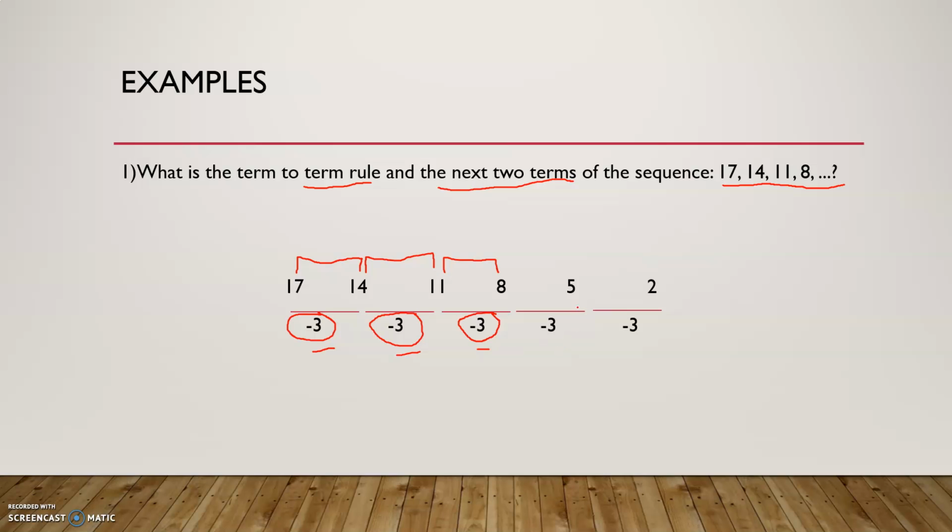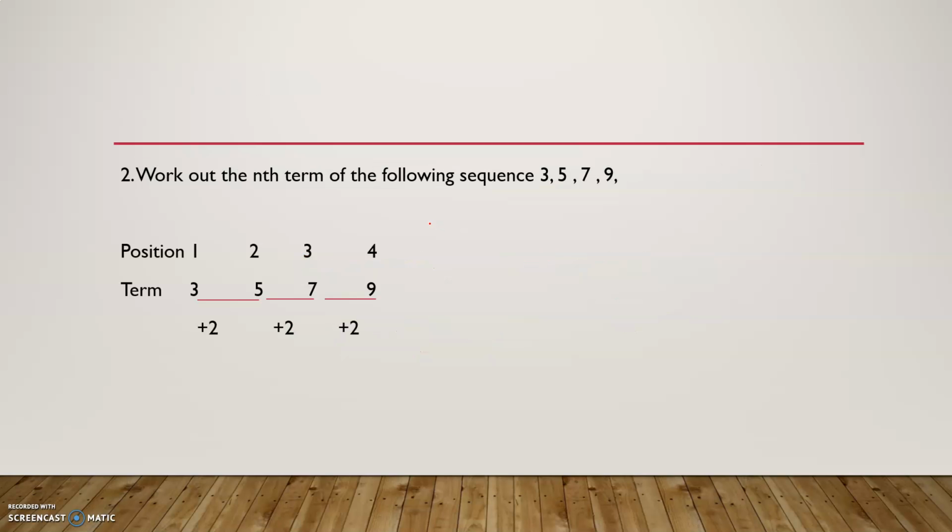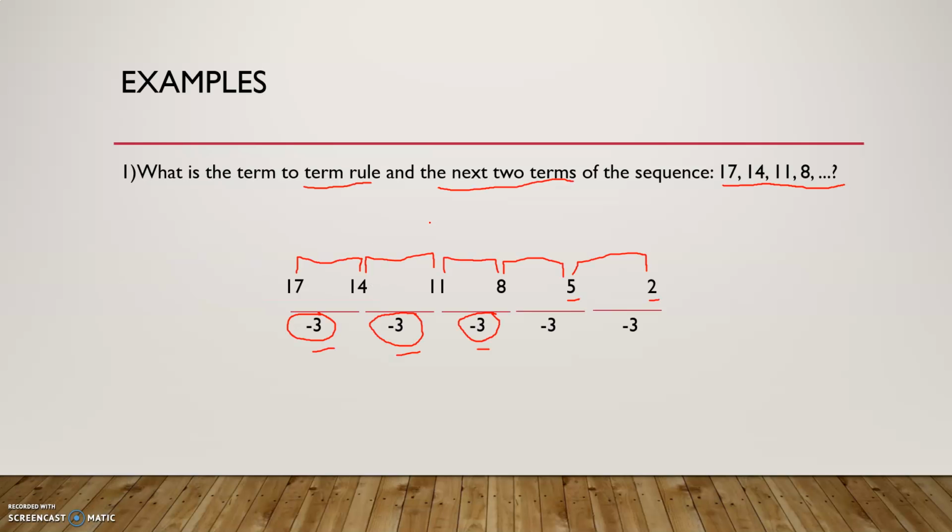Then the next term would be 8 minus 3, which is 5, and then 5 minus 3 would be 2. So the next two terms are 5 and 2. Our answer for this one is 5 and 2.